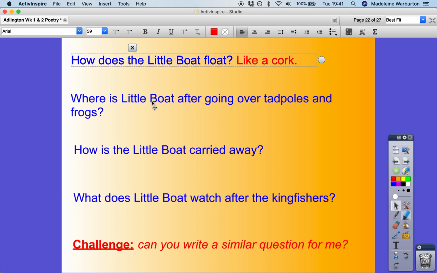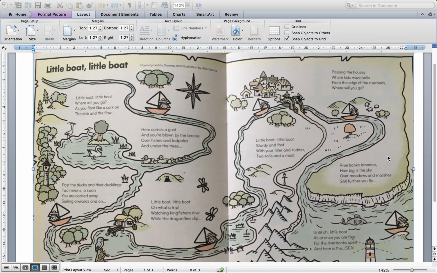Where is the little boat after going over tadpoles and frogs? Now, I can't see any pictures of tadpoles and frogs. That's a little bit harder, isn't it? So I'm going to go from the beginning and skim it quite quickly, looking for tadpoles and frogs. Maybe you can do it too. Little boat, where will you go as you float like a cork on the ebb and the flow? Here comes a gust as you're blown by the breeze over fishes and tadpoles and under the trees.